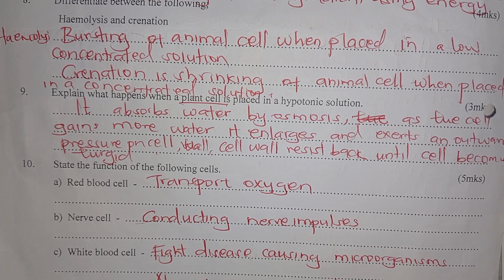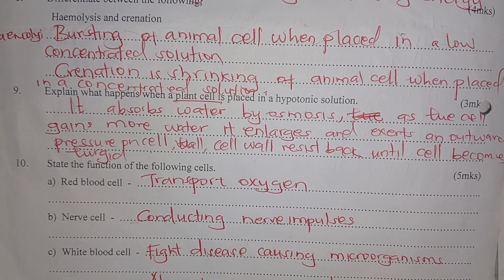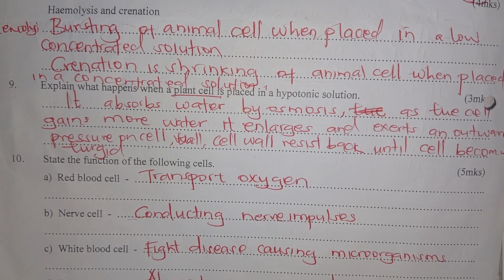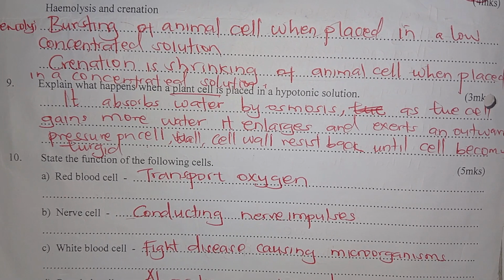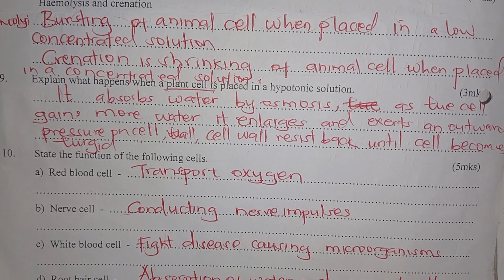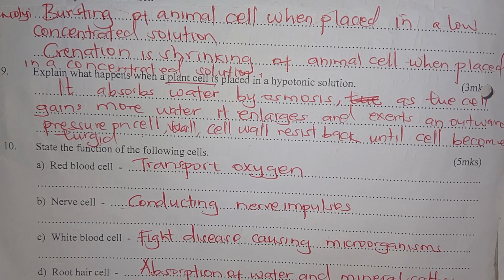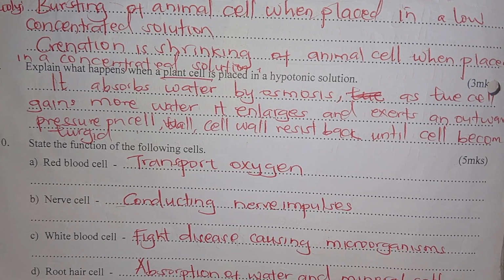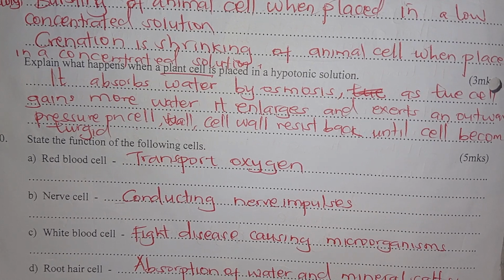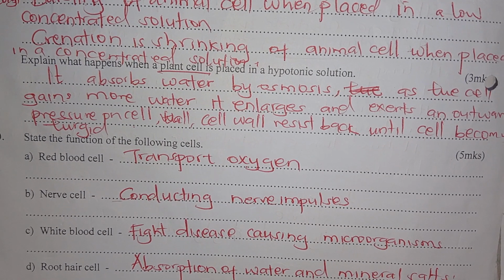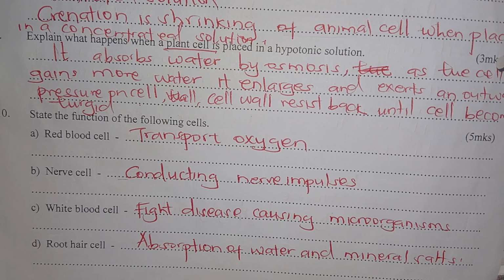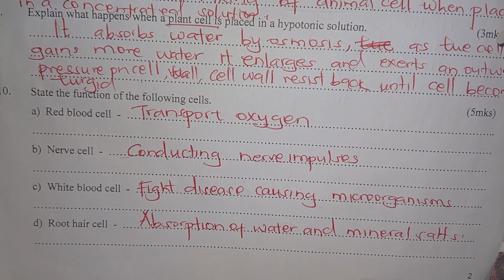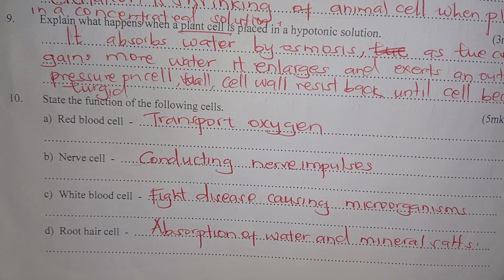Explain what happens when a plant cell is placed in a hypotonic solution. A hypotonic solution is a solution of high water potential. So when a plant cell is placed in it, it absorbs water by osmosis, and the cell gains more water. As the cell gains more water, it enlarges, exerting an outward pressure known as turgor pressure, and then the cell resists back by producing an inward pressure called wall pressure, and in the process the plant cell becomes swollen and turgid.